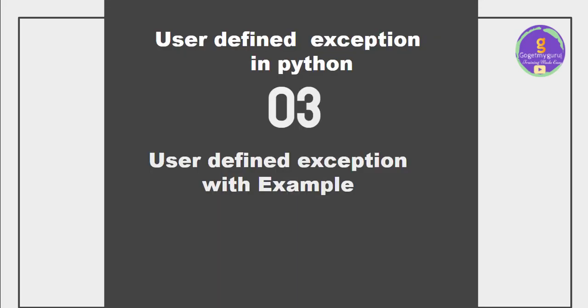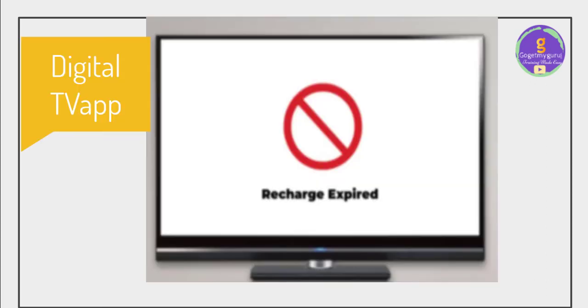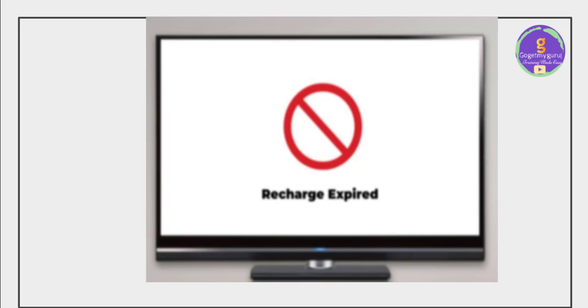Let's move on to our next topic, that is user-defined exception with an example. Let's take an example of a digital TV app. Most of you might have observed this in your Tata Sky or maybe Jio TV, Airtel. With any of the set-top boxes, if your balance goes low, you will get a message on your screen that says recharge expired or recharge your account immediately.